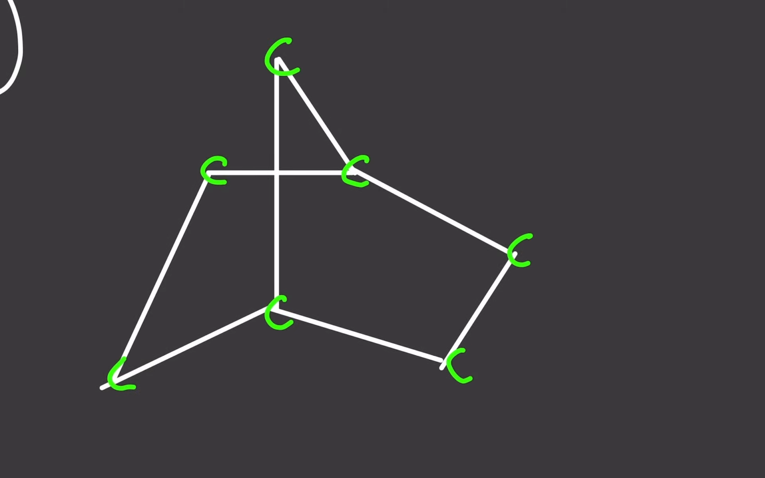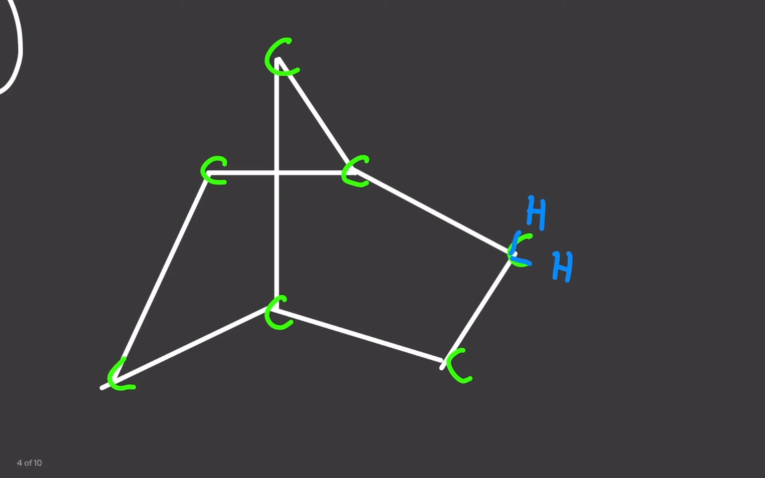There should be 7 carbons. 1 here, here, here, here, here, here, and a tippy top there. Because remember, everywhere there's an end point or intersection or a bend. 1, 2, 3, 4, 5, 6, 7. Awesome. How many hydrogens? There should be 12.